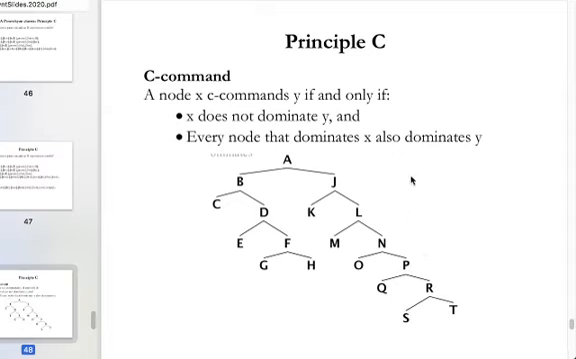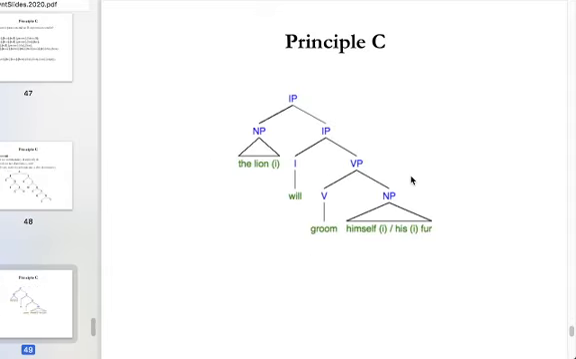So C-command turns out to be a super important relationship in linguistic syntax, not just in English, but in every language that's been studied. And it's going to be, in particular, important for talking about binding theory and what we refer to here as Principle C. Principle C is the part of the binding theory that deals with where full noun phrases or R-expressions are allowed to appear with co-referring pronouns.